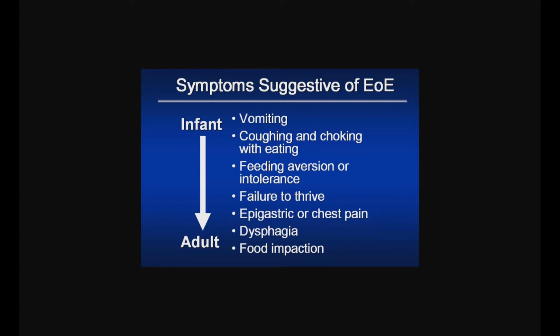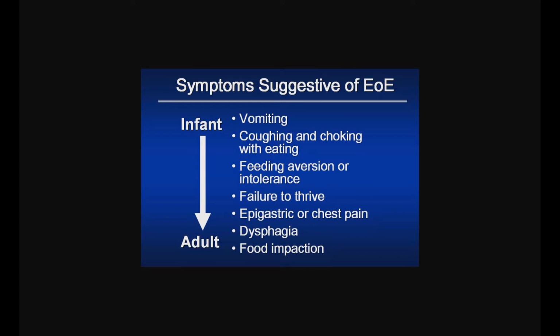And when we look at the symptoms patients complain of, there's a difference starting from infancy to adulthood, kind of a transition of symptoms. So we see infants that vomit or they cough and choke when they eat. As they get older, they have feeding aversion. There are certain foods they won't eat. There are certain foods they don't tolerate. And then because of their difficulty in being fed, they have failure to thrive.